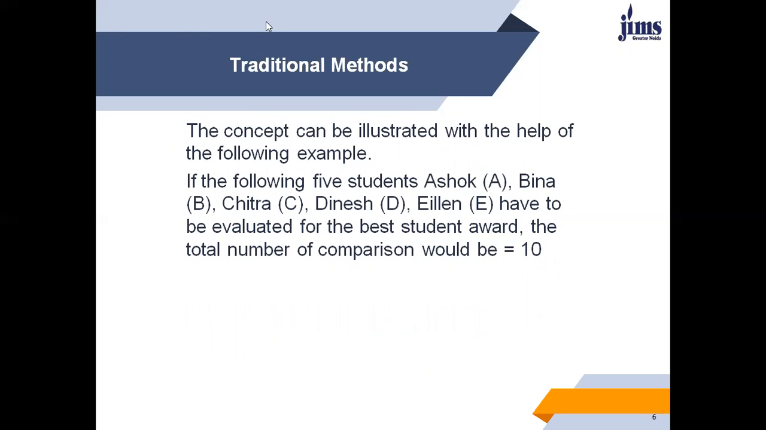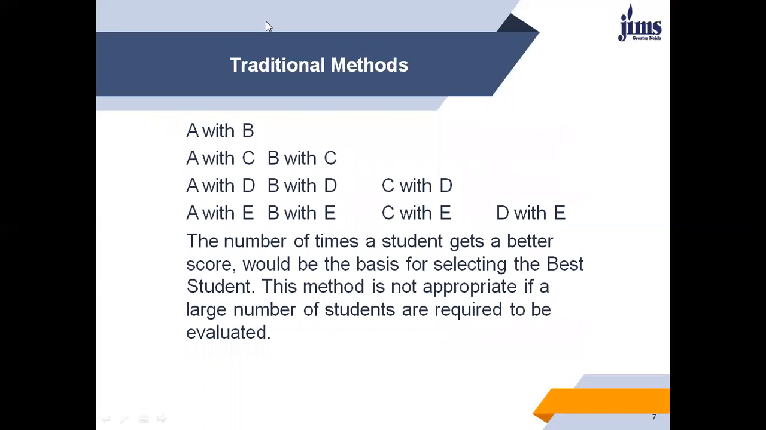So let's see how we'll be comparing these. A will be compared with B, and then A will be compared with C, and B will be compared with C. Then A will be compared with D, and B will be compared with D, and C will be compared with D. Then again A will be compared with E, and B will be compared with E, and C will be compared with E, and D will be compared with E.